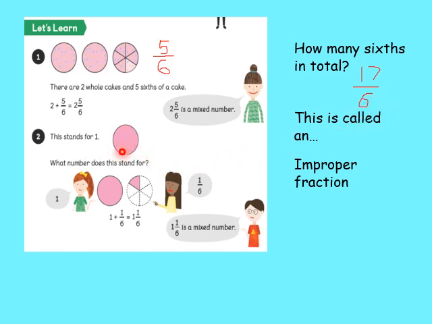So this circle stands for 1. So it asks us what number does this stand for? Okay, and Holly says this is 1, and Lulu says this is 1/6. Let's see if she's right. 1, 2, 3, 4, 5, 6. It's been divided into 6 equal parts, and only 1 of them is shaded. And 1 plus 1/6 is 1 and 1/6, which is our mixed number, and that's what we're going to look at writing today.